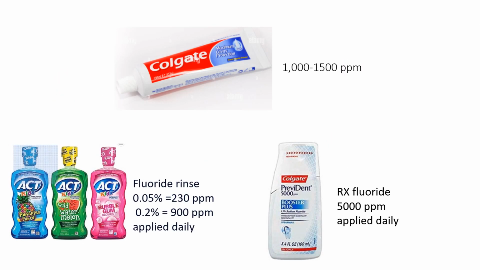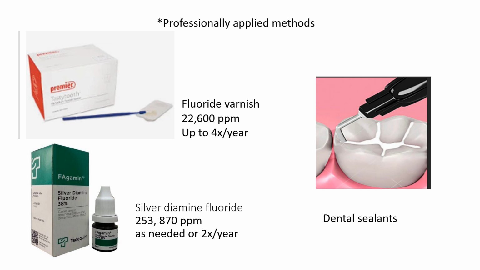These are some decay prevention methods used currently in community health, which are included in my review, and the fluoride content expressed in parts per million. For reference, the content in regular toothpaste is between 1,000 and 1,500 parts per million. The method and frequency of application depends on the type of fluoride used.